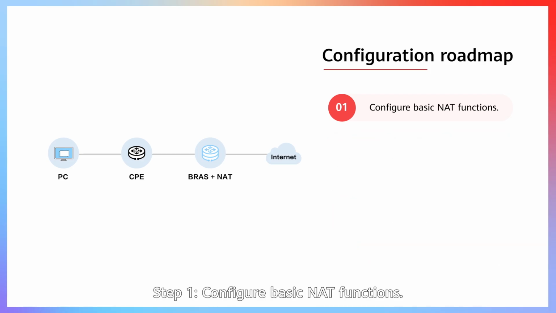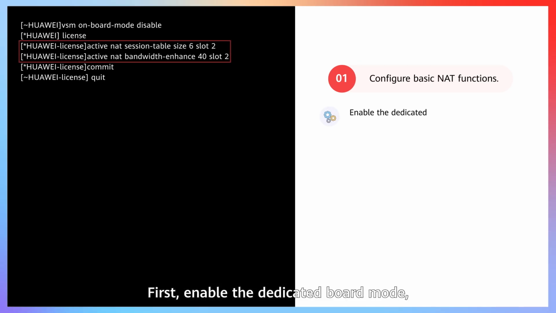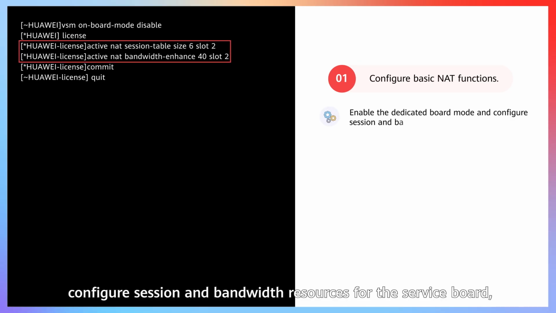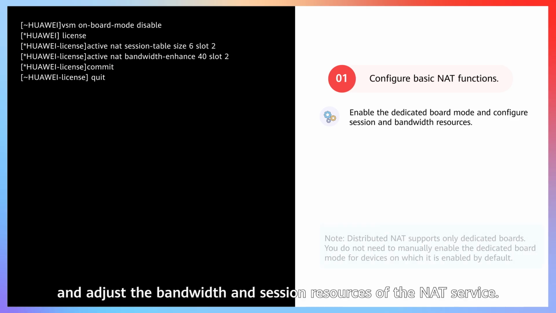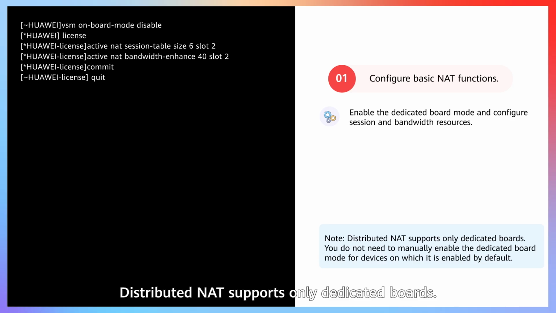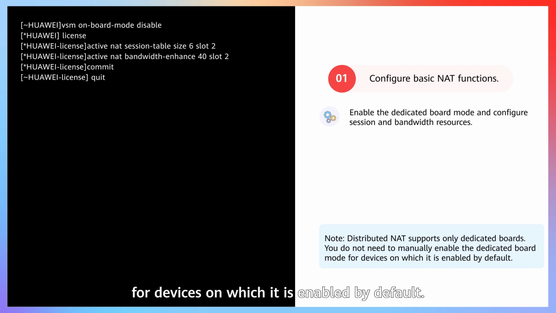Step 1. Configure basic NAT functions. First, enable the dedicated board mode, configure session and bandwidth resources for the service board, and adjust the bandwidth and session resources of the NAT service. Distributed NAT supports only dedicated boards. You do not need to manually enable the dedicated board mode for devices on which it is enabled by default.